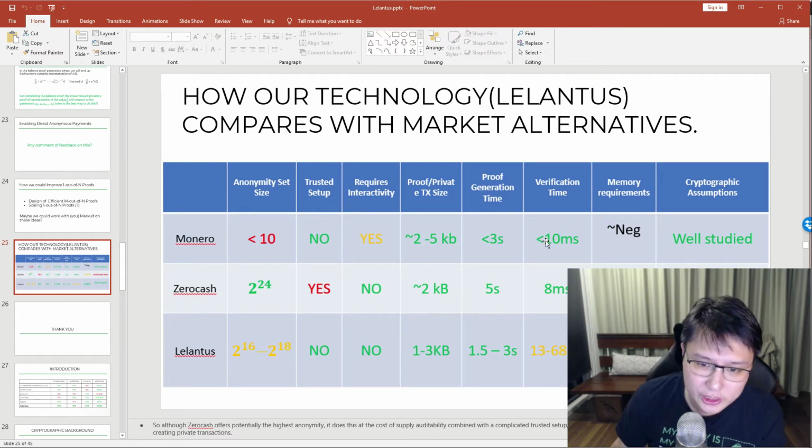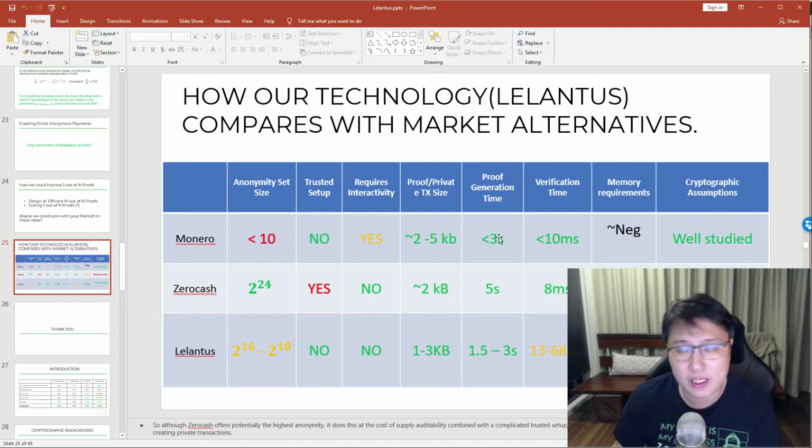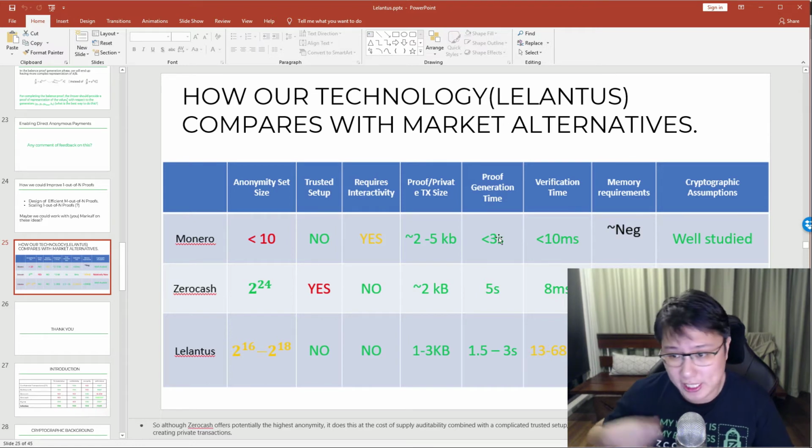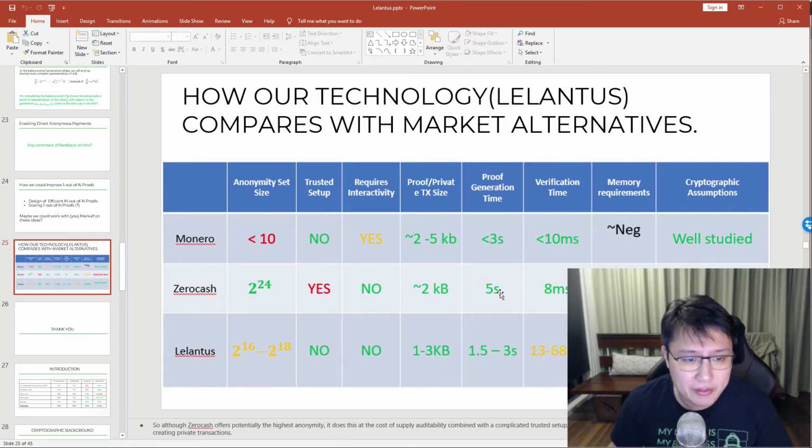Proof generation time is basically how long it takes to do a private transaction, sending a private transaction. Zerocash used to take 30 to 40 seconds, but with the new update of Sapling, it takes about 5 seconds. Monero is less than 3 seconds, and we are competitive at about 1.5 to 3 seconds.